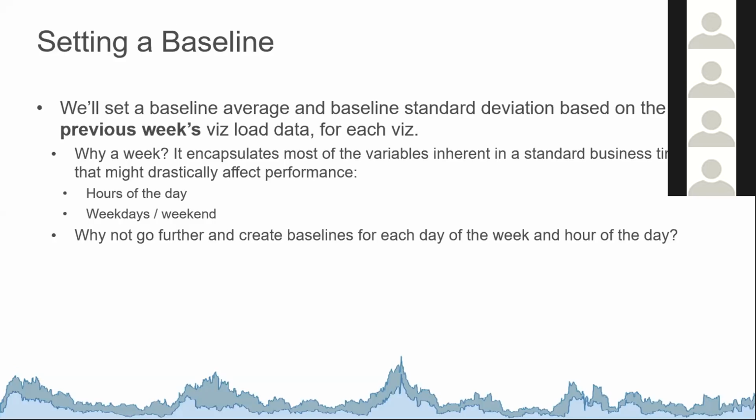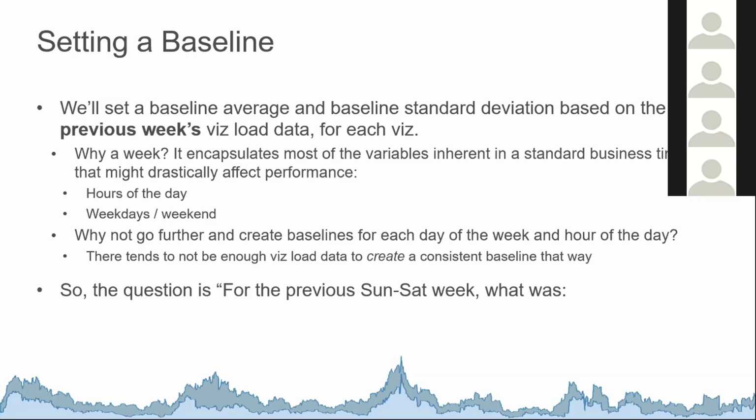So why not just go further and create baselines for each day of the week and every hour of the day, and then gauge that same Viz's render during the same hour and the same day of the week against the previous hour and the previous day of the week? Well, I tried that actually, and it didn't work, because there tends not to be enough Viz Load data that way. You can't really create a coherent baseline with so few Viz Loads within a given hour.